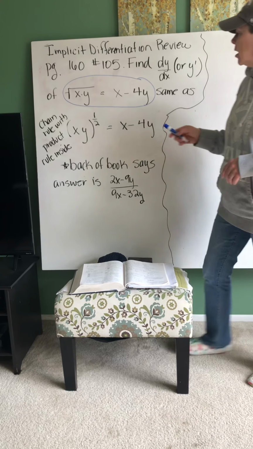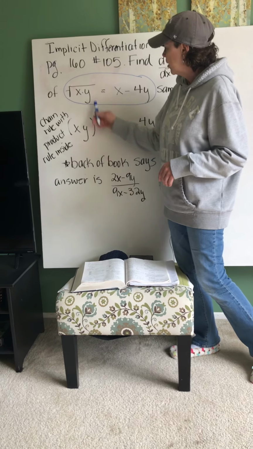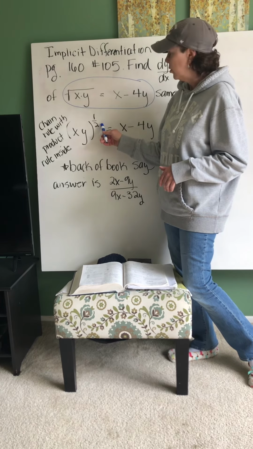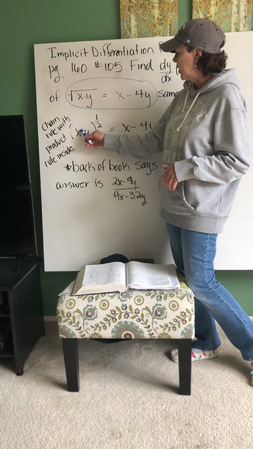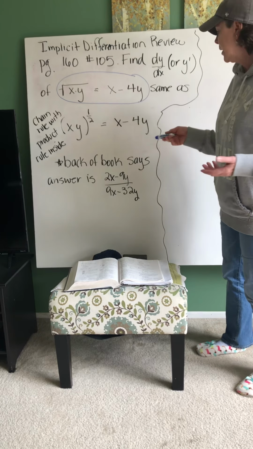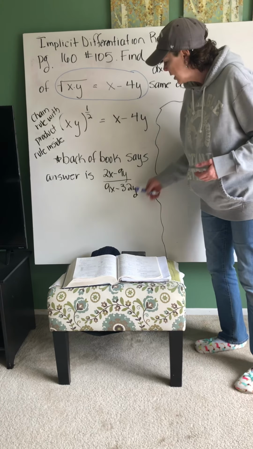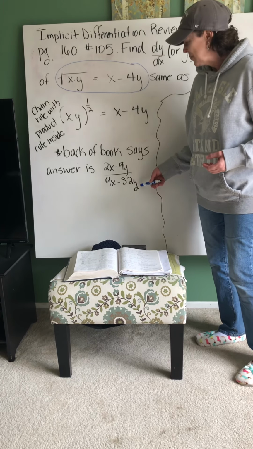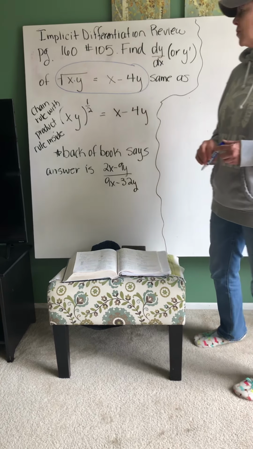So notice the complicated part is right here. I wrote the square root as the 1/2 power, so notice we're going to have a chain rule. We're going to take the derivative of anything to the 1/2 power and then multiply it by the derivative of the inside function, which is a product. So it gets a little complicated. Now the right hand side I think is pretty easy, I think you'll agree. And of course the book's answer looks like this, which won't look anything like our answer for a little bit.